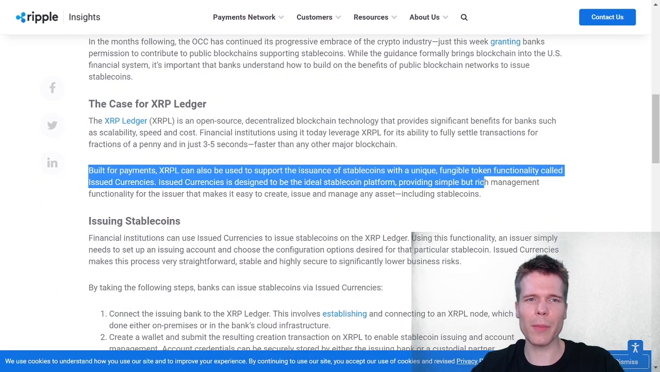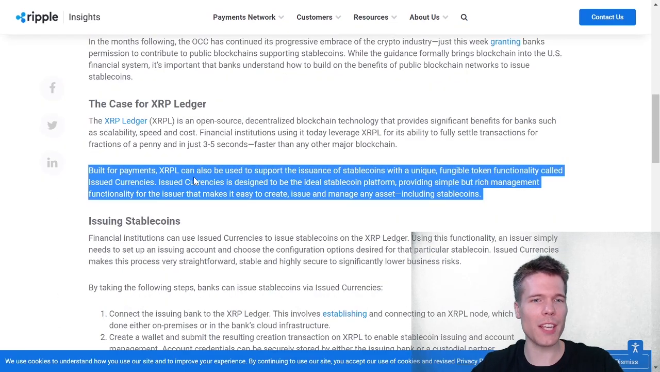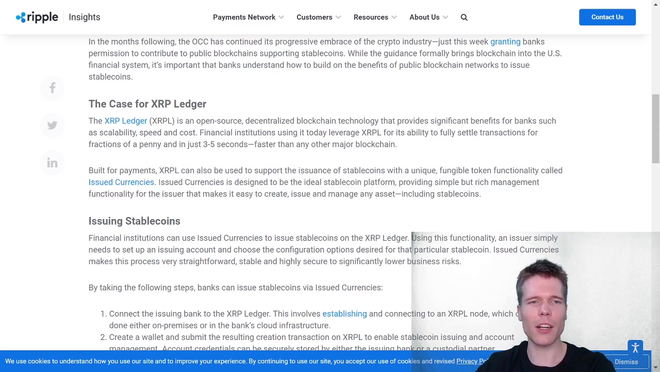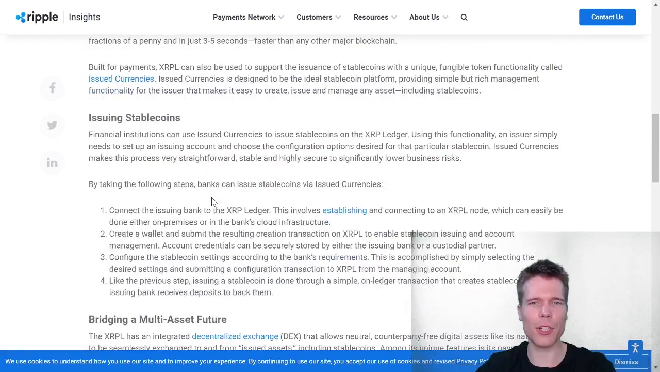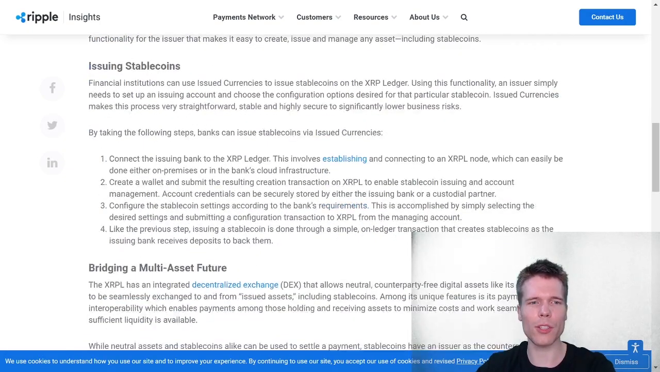All right, built for payments, XRPL can also be used to support issuance of stablecoins with a unique fungible token functionality called issued currencies. Issued currencies is designed to be the ideal stablecoin platform, providing simple but rich management functionality for the issuer that makes it easy to create, issue, and manage any assets, including stablecoins. All right, so that does sound very similar to what Stellar is doing.